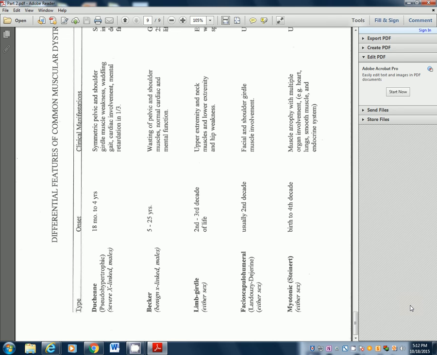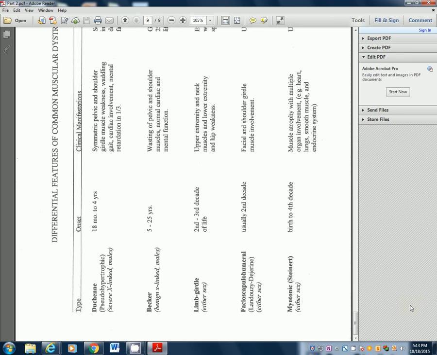The facioscapulohumeral type can affect either sex. It's autosomal dominant. Usually it affects the second decade of life, early adolescence. With this one, facial and shoulder girdle muscles are involved. They get to where they can't raise their arms over their heads, which is one of the red flags with this type, and they have a forward slope of their shoulders. As it progresses they can't close their eyes completely during sleep, and it leads to inability to walk. It has a slow progression, and usually they can have a normal lifespan.